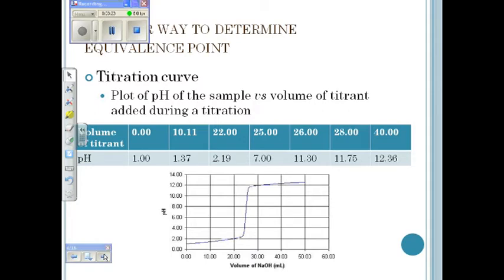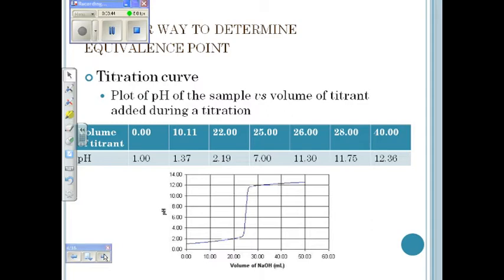When you added 10 milliliters, the pH went up to 1.37. So if the pH is going up, what are you adding? A base. So it starts at 1 and is getting more and more basic. Notice that when it gets up to here, what do you notice about the pH? It's a big, big jump.